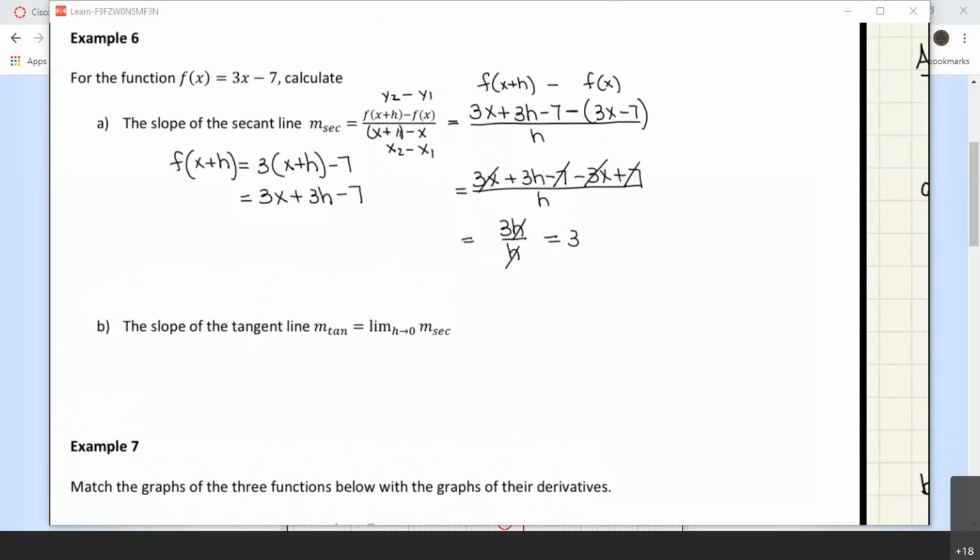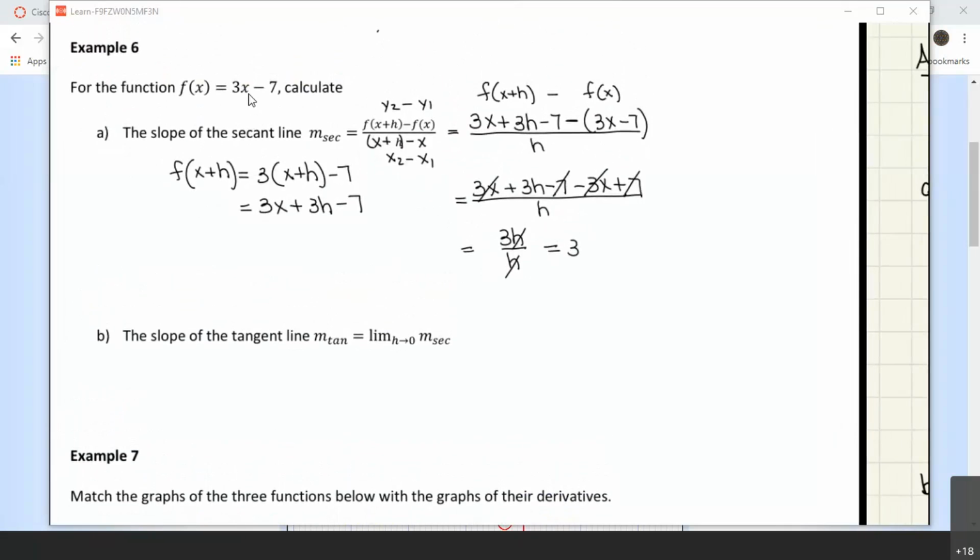Notice I started with a linear function. Let me ask you a question about this linear function. See it up here, f of x? What's the slope of the linear function?